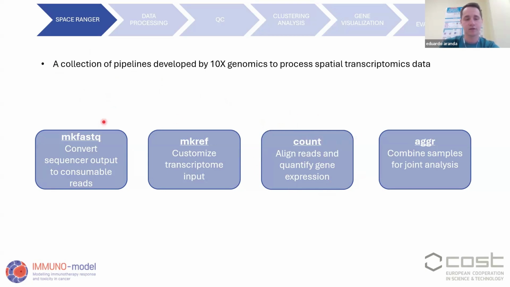For example, mkfastq is useful if you have the BCL files that are generated with Illumina sequencing, but in our case, we have the FASTQ files directly. And mkref is useful if you have to create a new genome reference, for example, if you add new genes to the probe set that you want to study or analyze. And the last is aggregate, which allows you to combine samples for joint analysis, or, for example, to do cross-sample normalization. This pipeline is very useful.